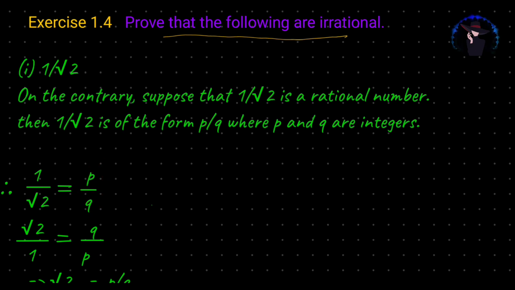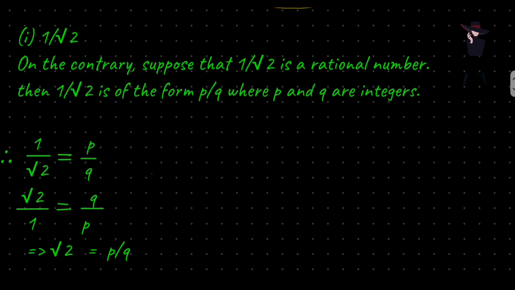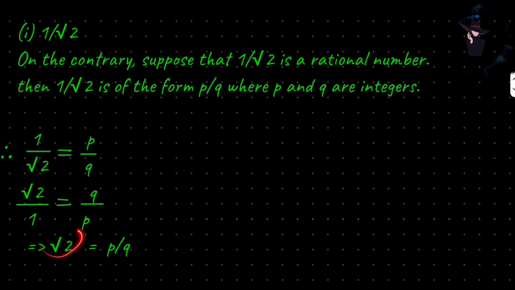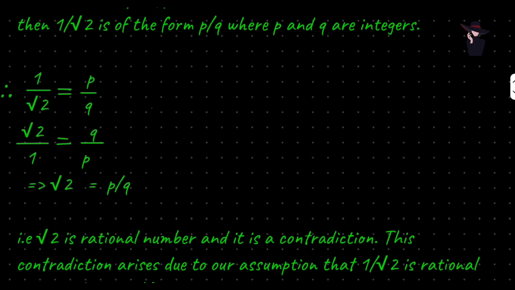Let's reverse it. Root 2 by 1 is equal to q by p. Root 2 is equal to q by p, right? So what was root 2? Always irrational, right? That is, root 2 is a rational number according to our assumption. But it is contradicting the fact that says any positive integer which is not the square of any other integer is irrational. That is the fact, right? So we got root 2.